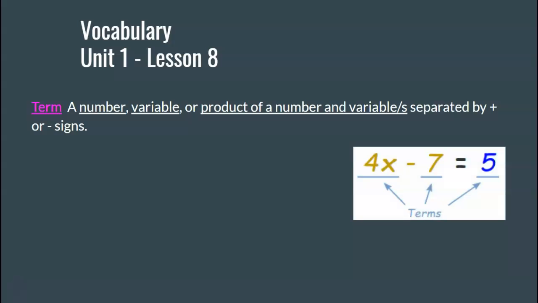In this example, 4x is a term. It's the product of 4 and x. 7 is a term that's being subtracted. And 5 is a term on the right-hand side of the equal sign.